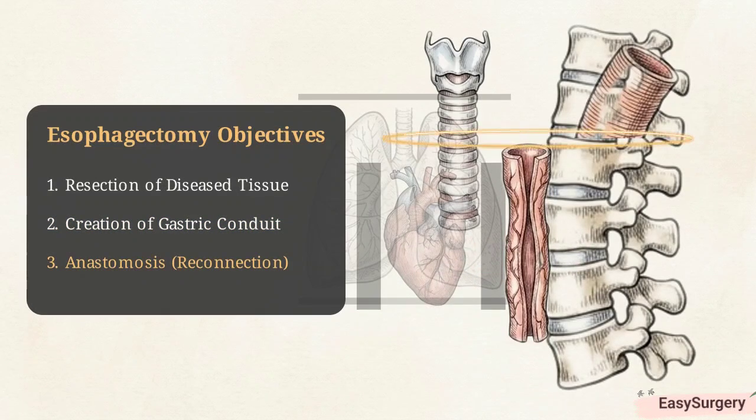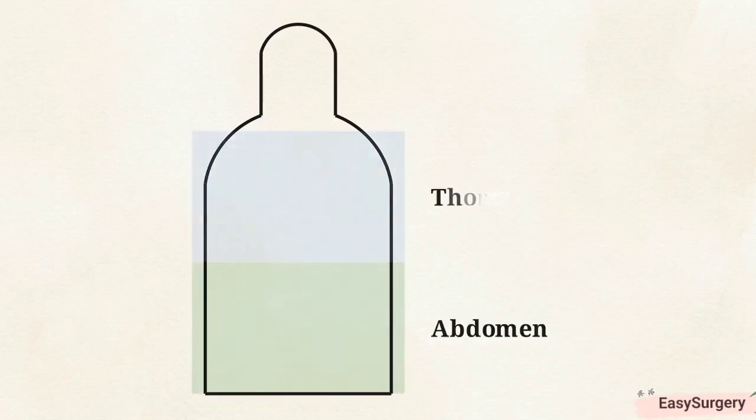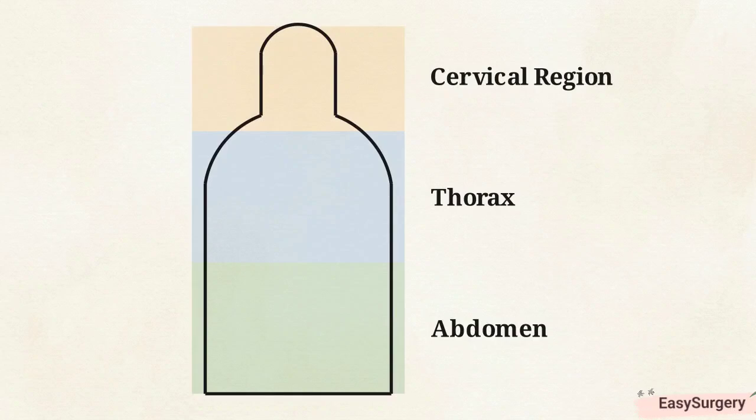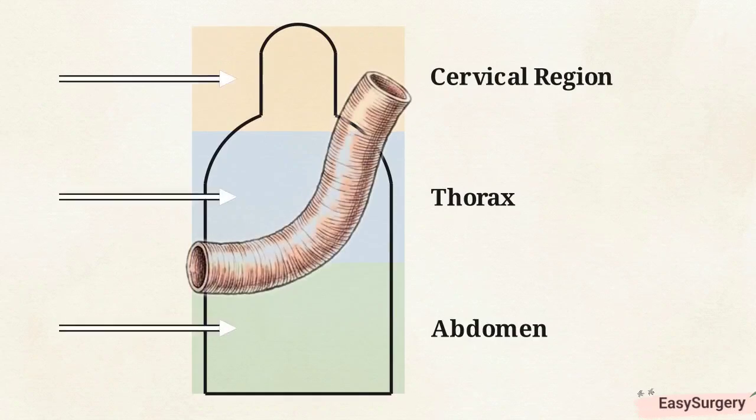The connection created between the remaining healthy esophagus and this new tube is called an anastomosis, restoring the continuity of the digestive tract. Executing these steps requires navigating the deepest, most restricted core of the human body, where the boundaries of the neck, chest, and abdomen converge. This diagram maps the operative field across three distinct anatomical zones: the abdomen, the thorax, and the cervical region, or neck. Because the esophagus spans all three areas, the surgical classification of an esophagectomy is dictated entirely by how the surgeon chooses to access those zones.